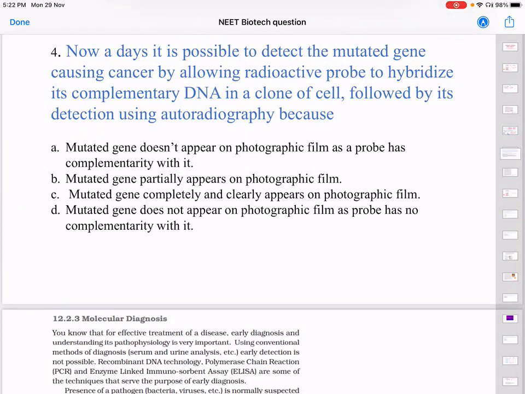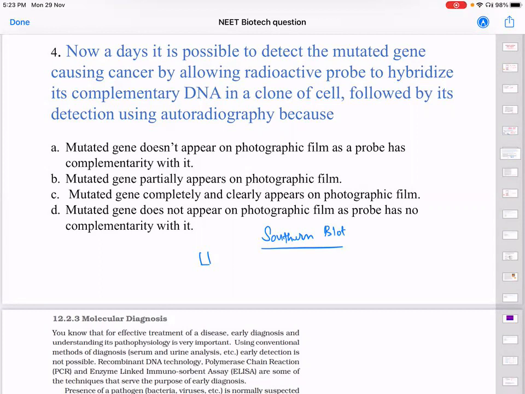Actually, this is related to a concept called Southern blot. Let me summarize what Southern blot is. If I give you a set of DNA, maybe 10 DNA. DNA here means something which is made up of nucleotides, so don't exactly imagine the double-stranded helical structure. In biotechnology, the word DNA means something which is made up of nucleotides. So I give you that.